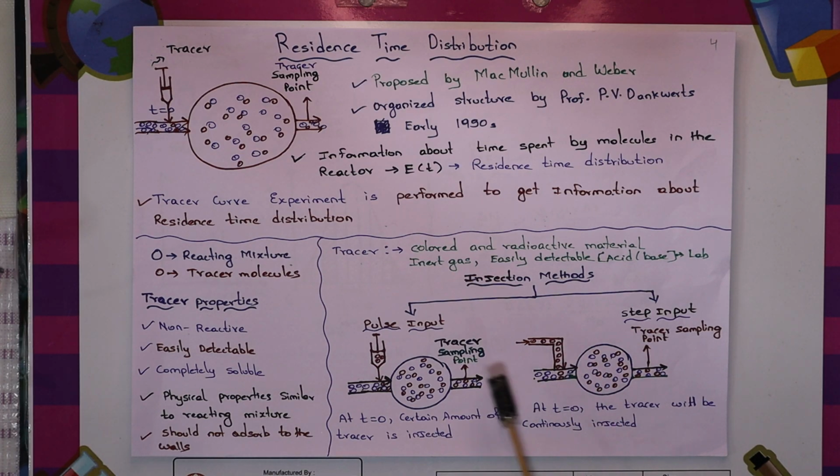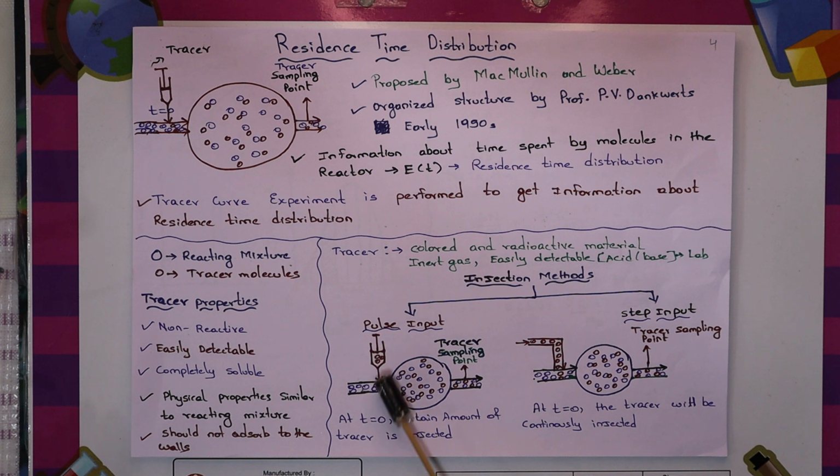The simplest of these is the pulse, where with a small amount you can get the information about the residence time of the reactants. In the step input you need more tracer, because from the beginning of the experiment till the end you have to continuously pump tracer into the reactor, so it is not cost effective. So in this lecture series we are going to discuss the pulse input. Simply, a certain amount of tracer molecules is injected at time t equal to 0. Based on this injection, you detect at the exit how many tracer molecules are coming out at what point of time, so you can make the residence time distribution curve.